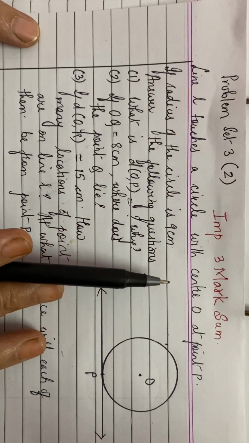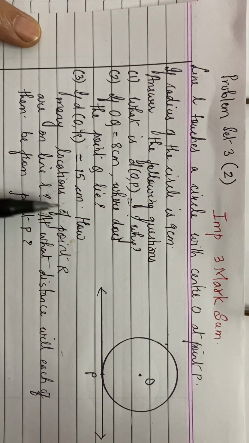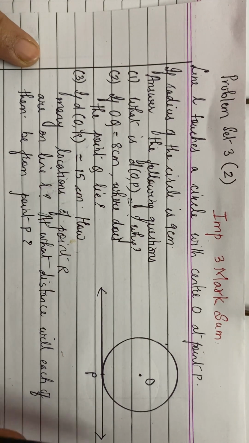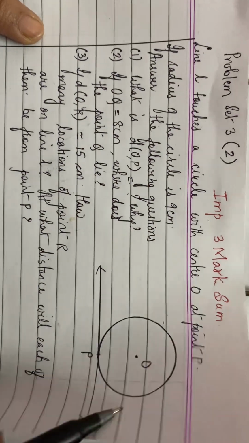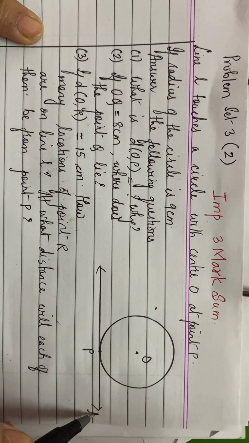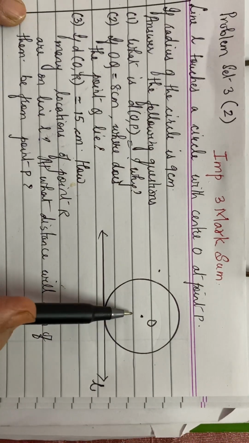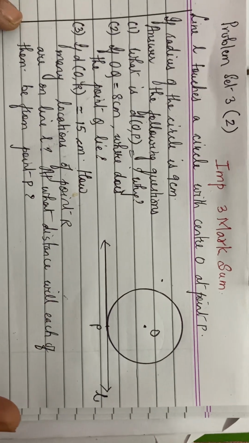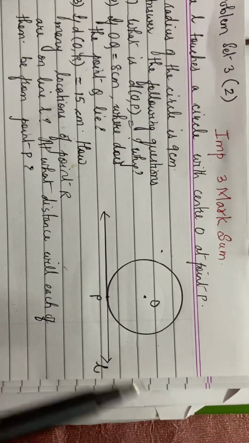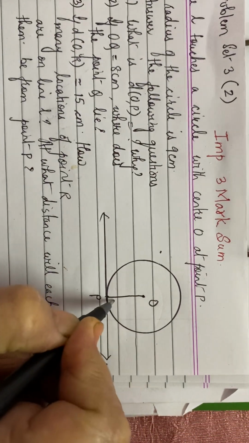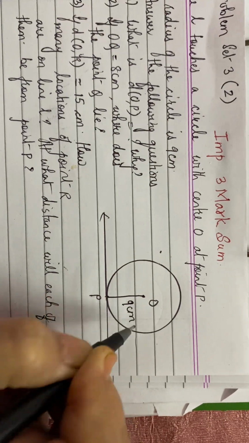Now this is a very important sum which can be asked for 3 marks because there are 3 sub questions. Okay. Now here we find that there is a line L which is tangent to the circle at point P. Center of the circle is O. The radius of the circle is given to you as 9 centimeter. So this is your radius, which is of 9 centimeter.